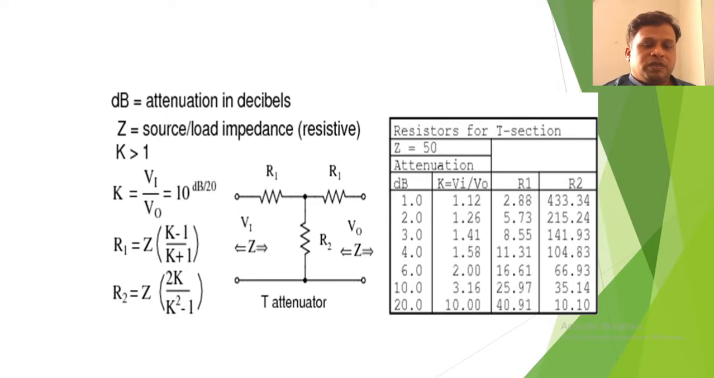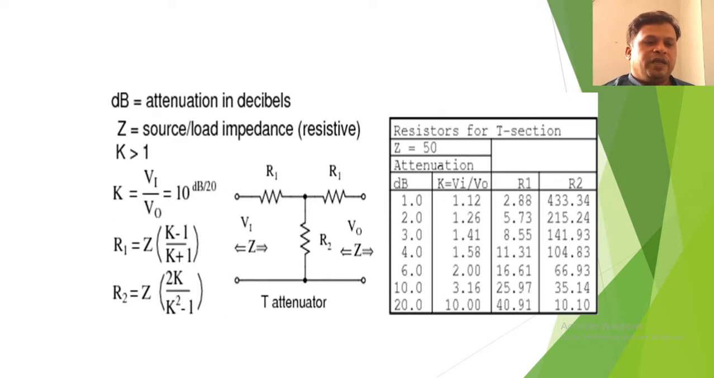So we will see now that Z is constant for radio frequency values, that is Z is equal to 50. Now we will take the value of K greater than 1. We know K is equal to Vi by V0, that is equal to 10 dB. Now R1 is equal to Z into K minus 1 by K plus 1, and R2 is equal to Z into 2K by K square minus 1 for the T attenuator.